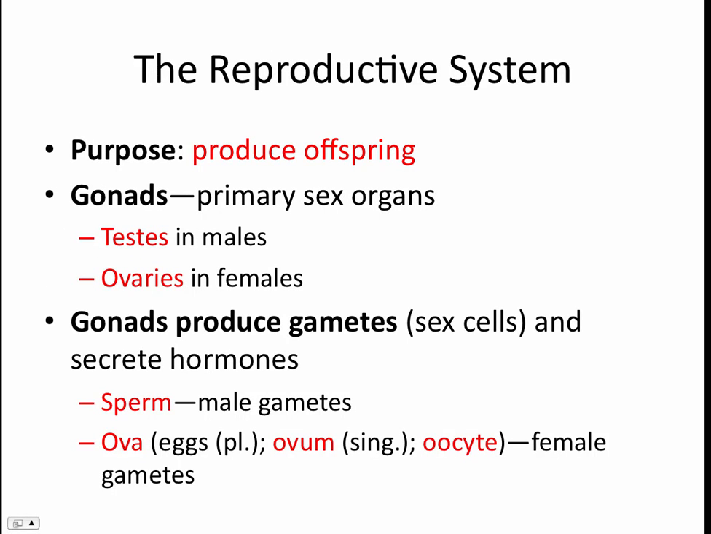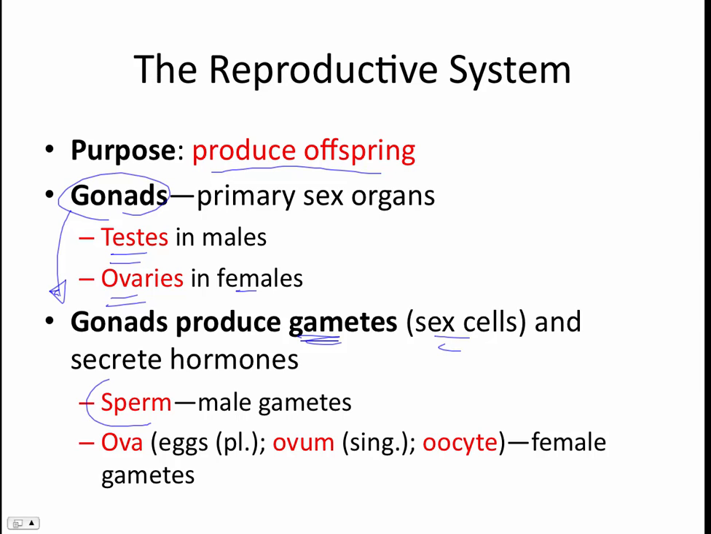And of course, what is the entire purpose of the reproductive system? To produce offspring. In order to produce offspring, we have sex organs, which we call gonads. In males, these are called the testes, and in females, we have the ovaries. And what these gonads or sex organs produce are sex cells, which we call gametes.